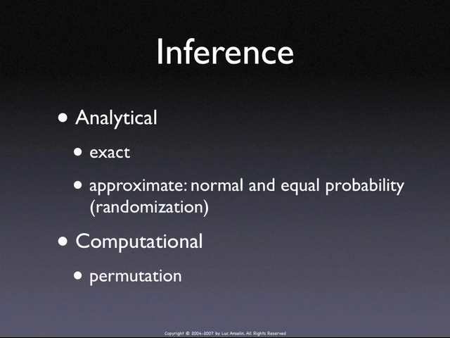The analytical approaches are where we don't do that, but we use some kind of formulas that we work out based on the distribution under the null. And here it's like a tree. We have two ways of going at this. One is to get the exact distribution. What that means is that you can work out in some kind of formula what the mean is and what the variance is, and then what the distribution is of that statistic.